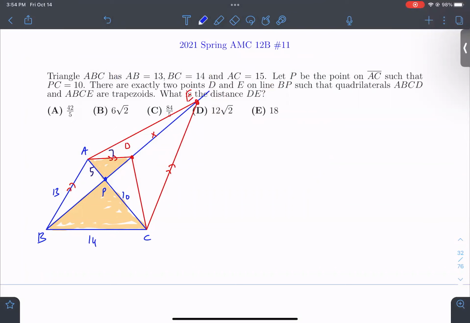The next thing I'm going to do is make more similar triangles. I have here another similar triangle. Since AB is parallel to CE, these two triangles also are similar. The similarity ratio is again 5 to 10, and this time AB is 13, and that makes CE 13 times 2, which will be 26.